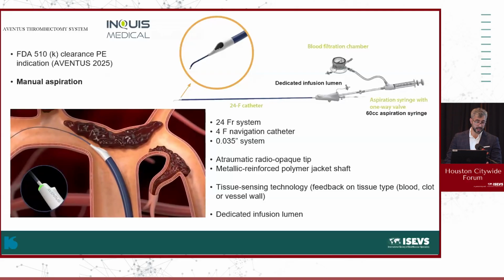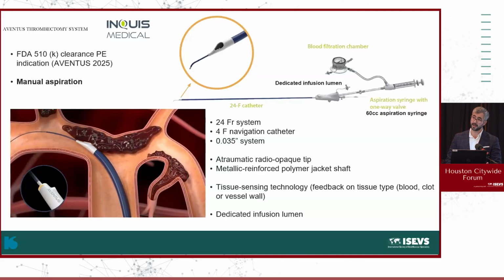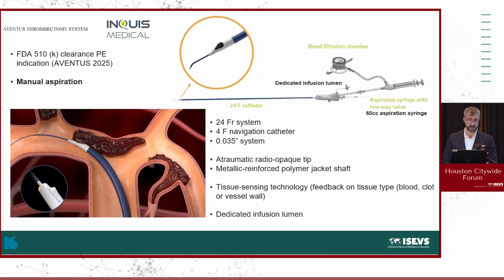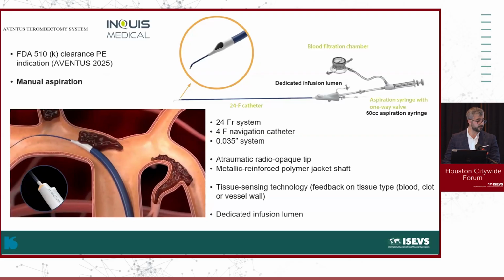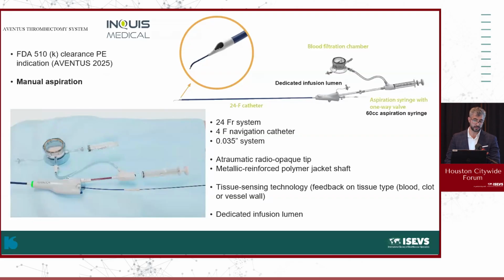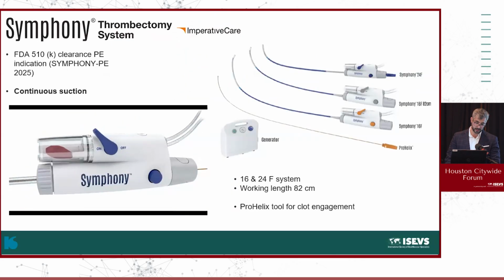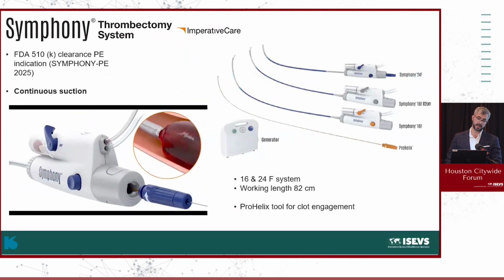This is the Aventus thrombectomy system, just received their 510(k) clearance. It's a manual aspiration device, a 24 French system, also has a blood filtration chamber and allows for blood return. And this device, the Symphony thrombectomy, also receives 510(k) clearance this year, is a continuous suction device, 16 or 24 French, comes with a ProHelix tool for clot engagement, and facilitates aspiration.